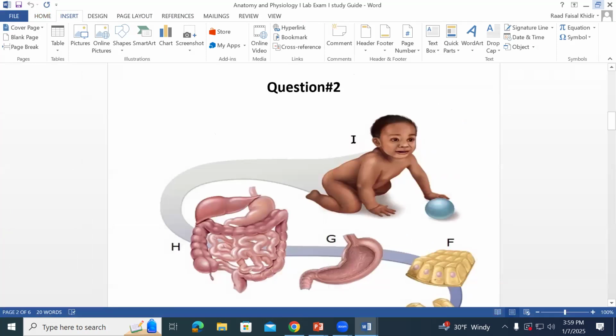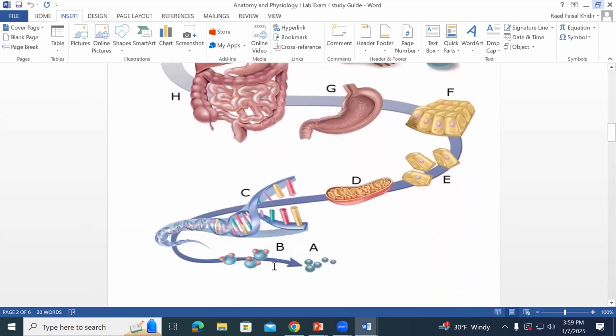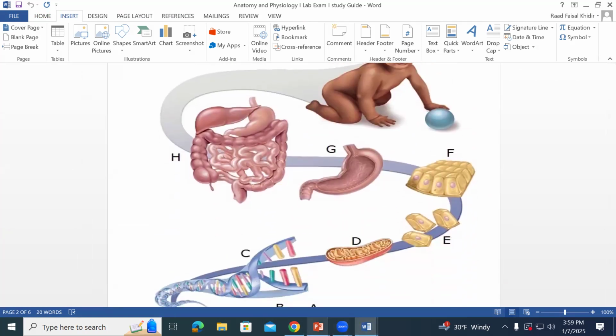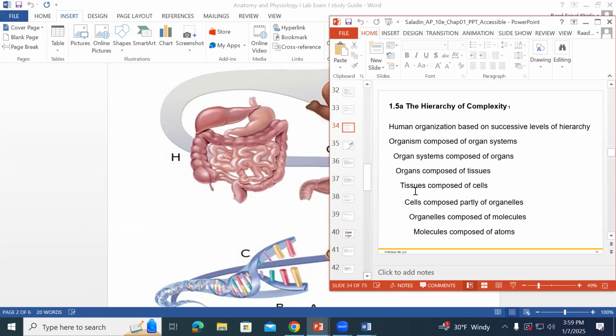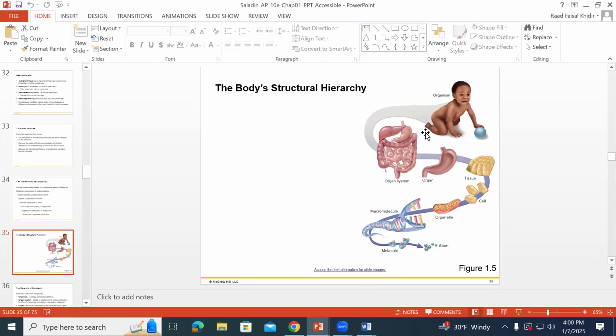You see the study guide? It has the letter I, H, G, F, E, D, C. So you see A, B, C, D, E, F, G, H, I. Then you go into the book and you look at the figure, this one. This doesn't have A, B, C. It has actually what they are.